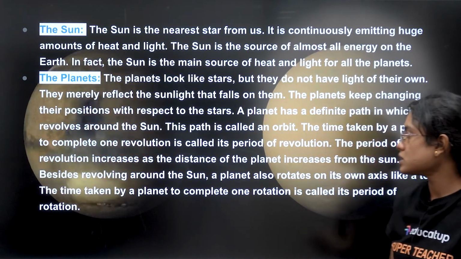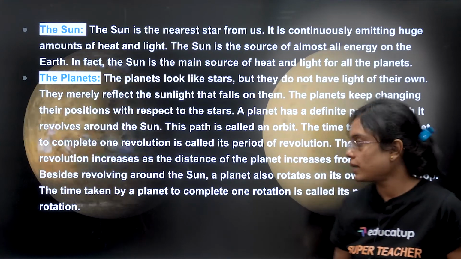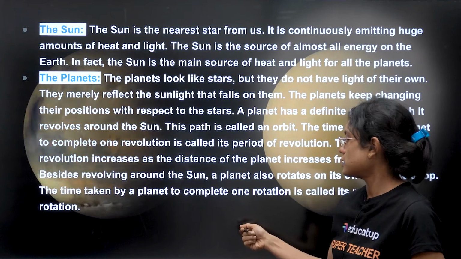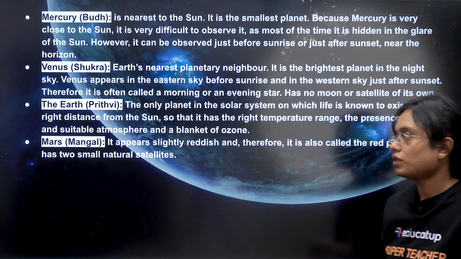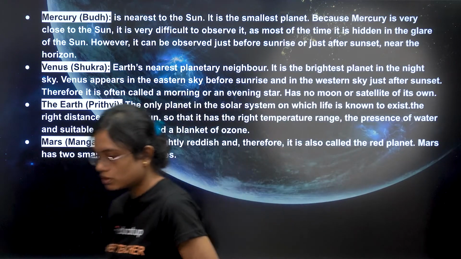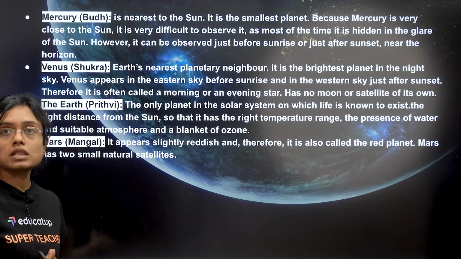Besides revolving around the sun, a planet also rotates on its axis like a top. The time taken by a planet to complete one rotation is called its period of rotation. Now, we are going to discuss the planets in detail. The first is Mercury or Budh. In Hindi, we call it Budh. It is nearest to the sun and it is the smallest planet.